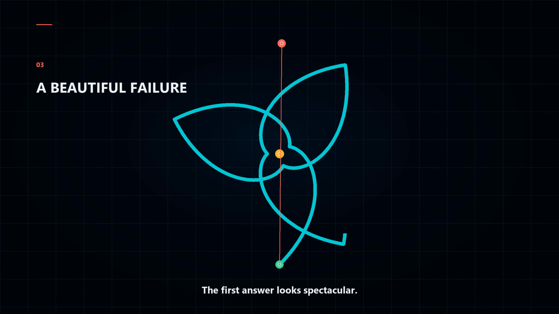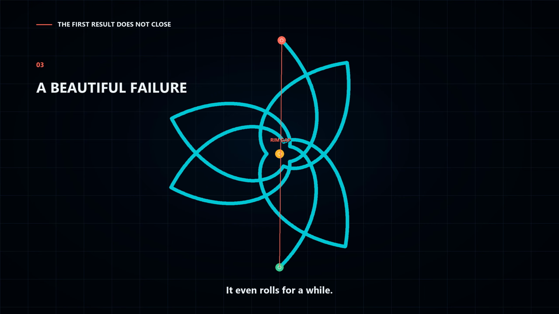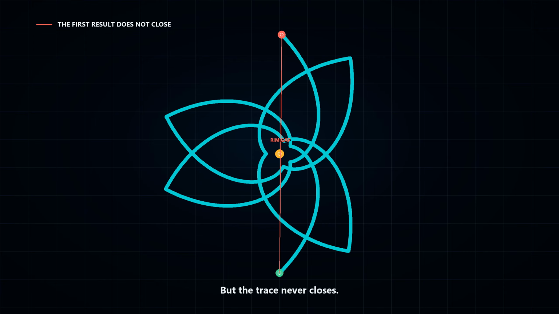At first, the answer looks spectacular. It has petals, spirals, and a center full of crossings. It even rolls for a while. But it is not a usable wheel because after several road periods the trace misses the point where it began.